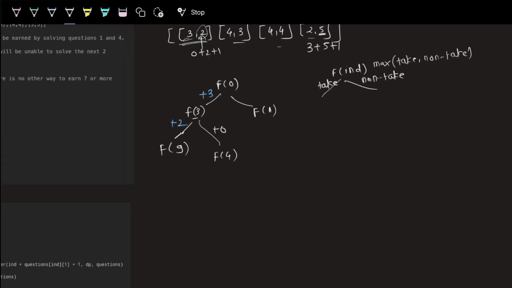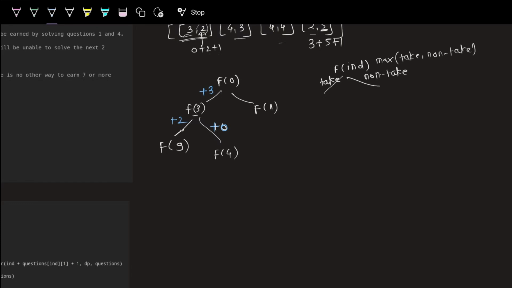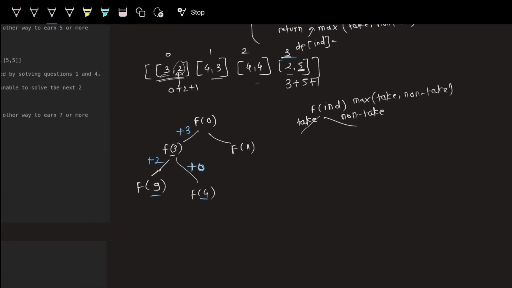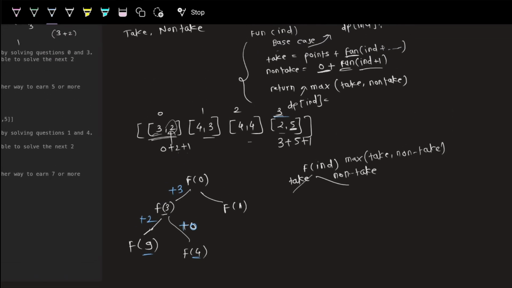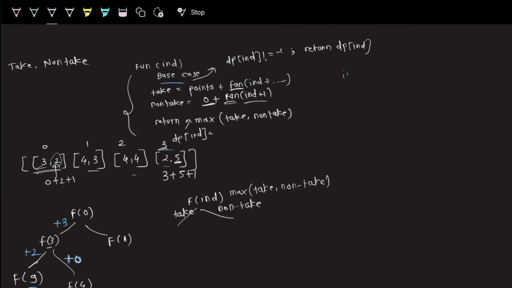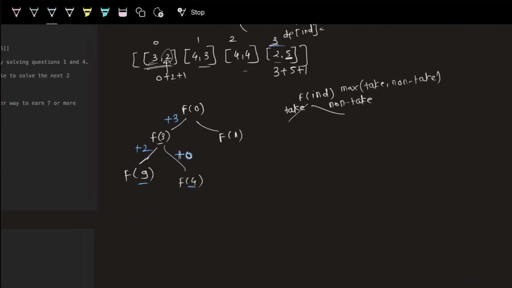Makes sense? Now if you observe here, this was plus 0. If you observe here, this is out of bound. It means greater than 3. So this is our base case. Anytime my index is greater than or equal to the length, whatever the maximum length I have, I will just say return 0, because that is my base case. I don't want to go beyond it. So if I return 0, I have stopped here. I will stop my tree here.